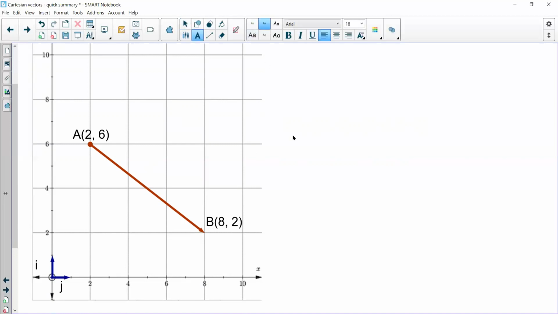So in component form, since we're starting at A and ending at B, we have vector AB.